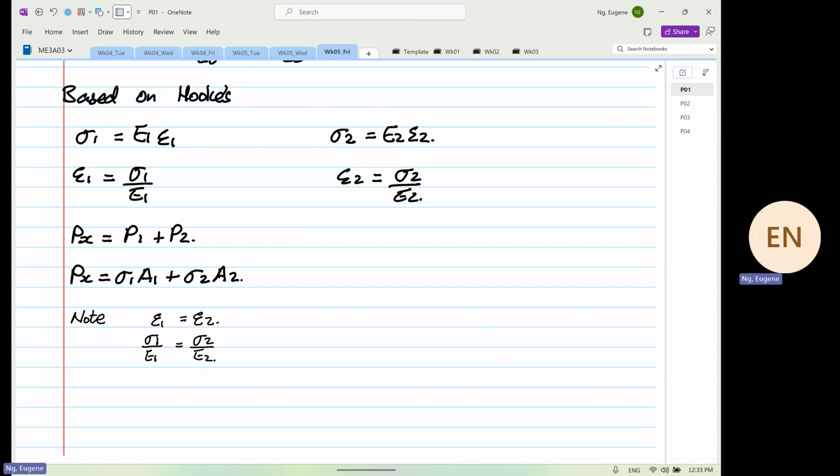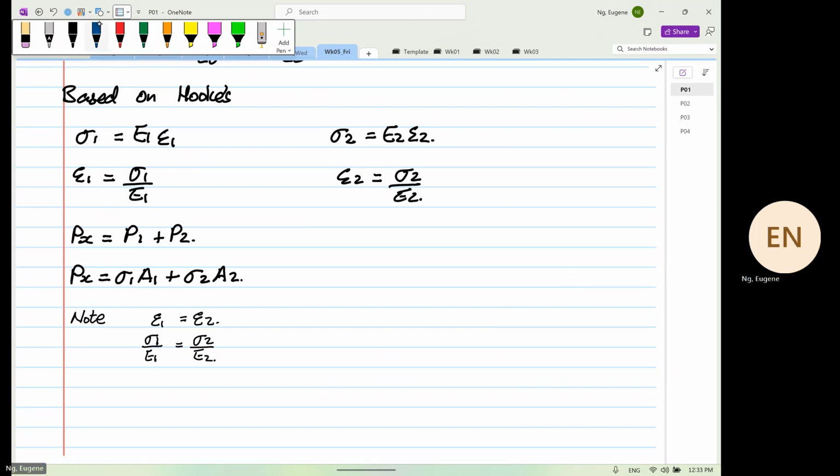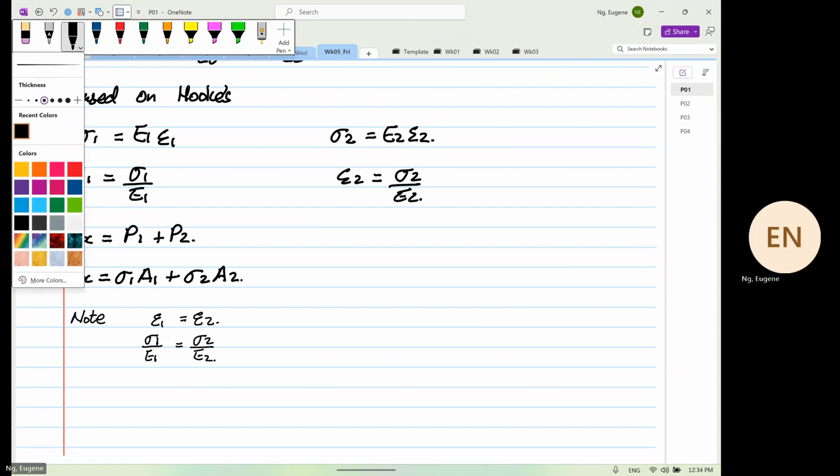How many of you prefer the thicker ink? Oh, this is okay. Yes. Okay, thicker ink next, Lisa. You get thicker ink. Okay.